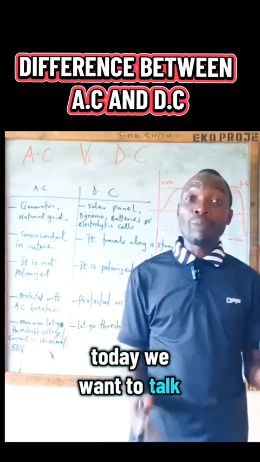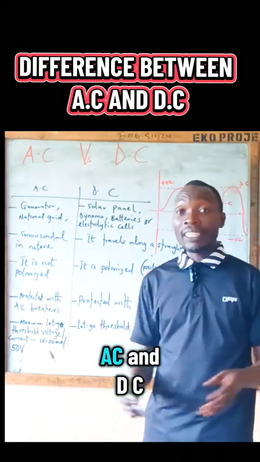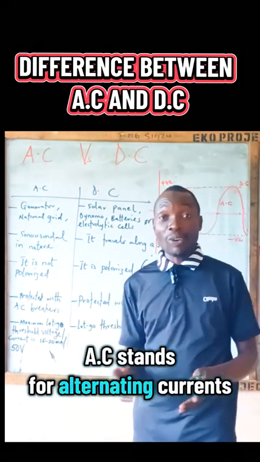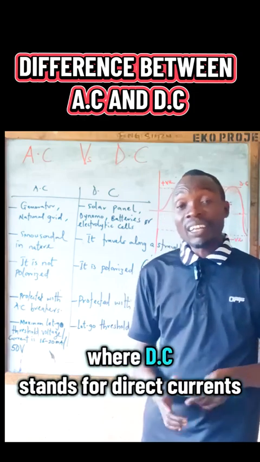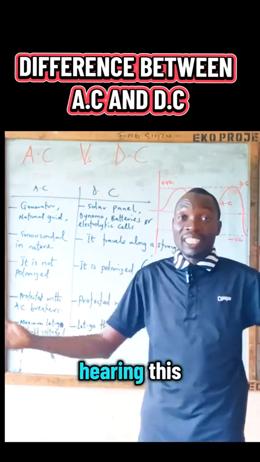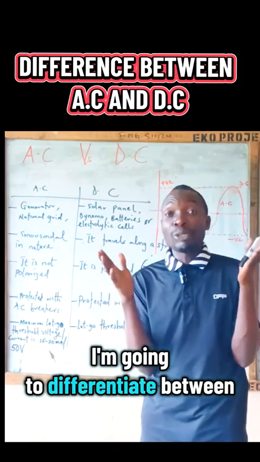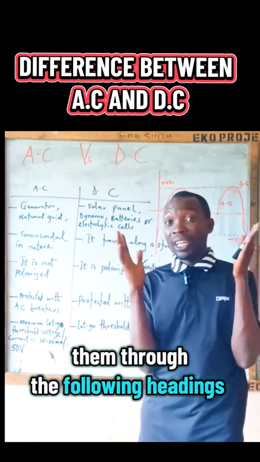Today, we want to talk about the difference between AC and DC. AC stands for alternating current, while DC stands for direct current. AC and DC, we've been hearing this. What are the differences between them? I'm going to differentiate between them through the following headings.